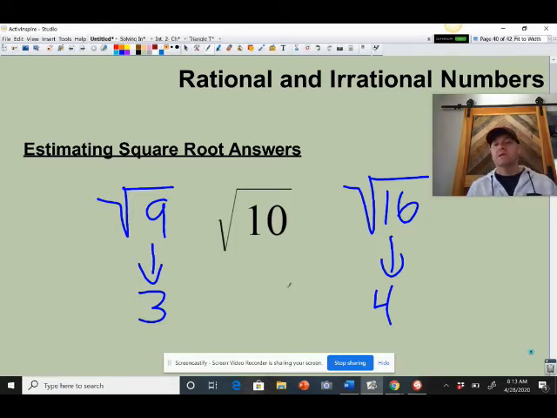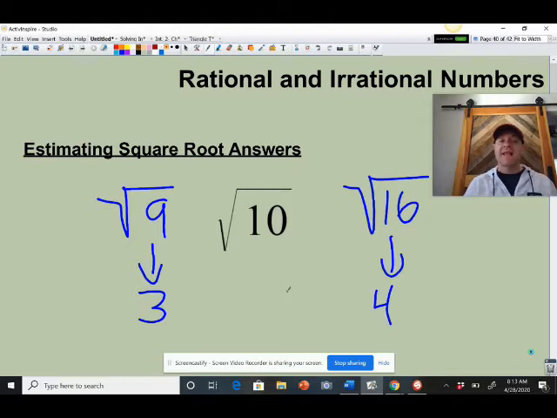Well, then we ask ourselves, is it closer to 3 or is it closer to 4? The square root of 10 is definitely closer to the square root of 9 than it is to the square root of 16. So I know that this answer is going to be closer to this. If it were right in the middle of these two numbers, then we'd say our answer would be right about 3.5. But because it's closer to the square root of 9, I'm going to say my answer is going to go closer to 3 than it is to 4.